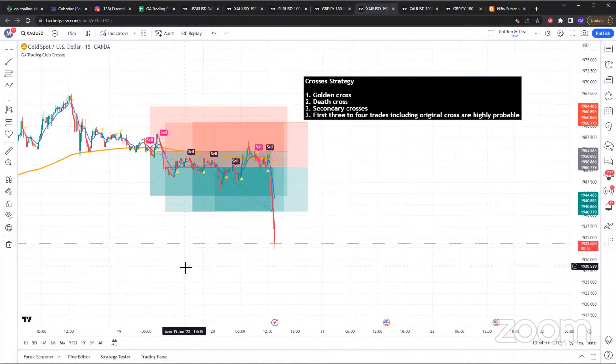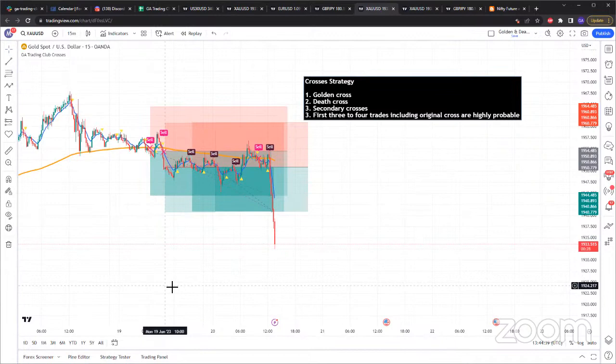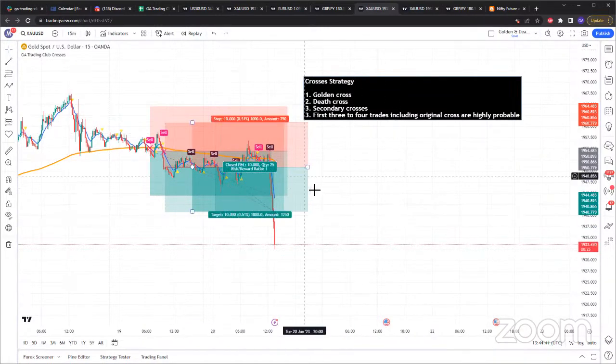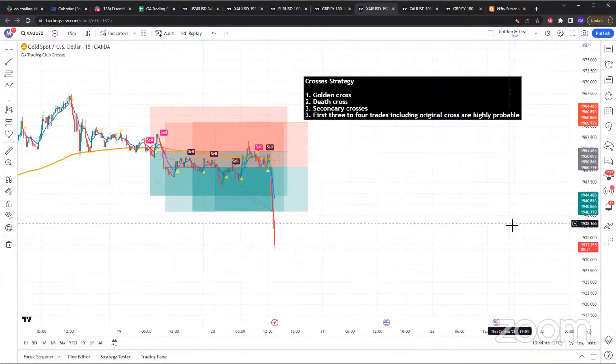Last week, I think we had on US 30, we had like 24 trades, 23 of which were buys, one that was a sell. The sell would have hit stop loss and one buy would have hit stop loss, but all the other 22 buys back to back to back to back would have hit TP. So that's how I was able to make this trade on gold.